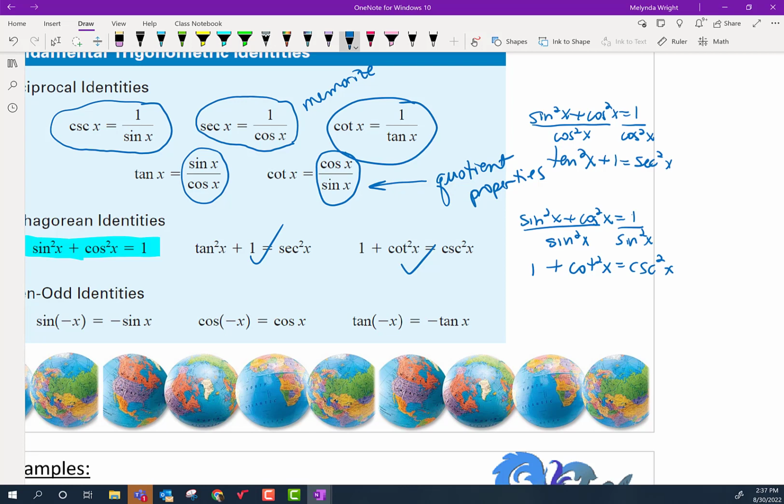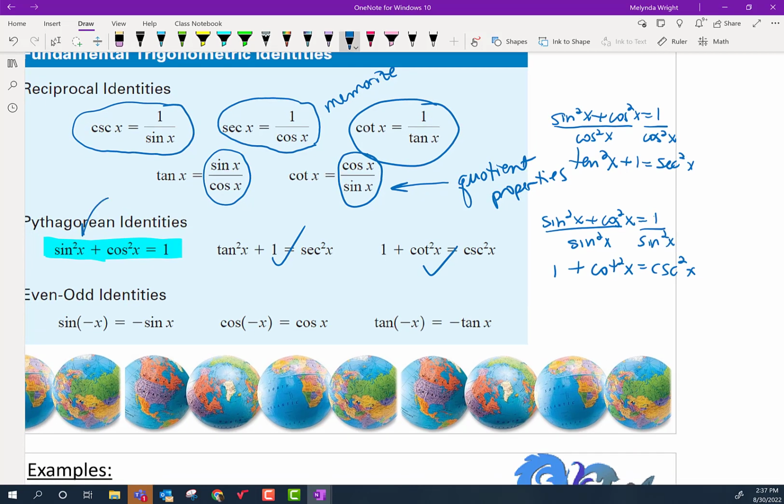Please note, I've been teaching this a really long time, and I know where the errors come in. So I try to warn you. The most common error is students think that they can say sine plus cosine is 1, with those not being squared. That is not true. These must be squared to work. They've got to be squared or it's not going to work. It only works when it's squared.